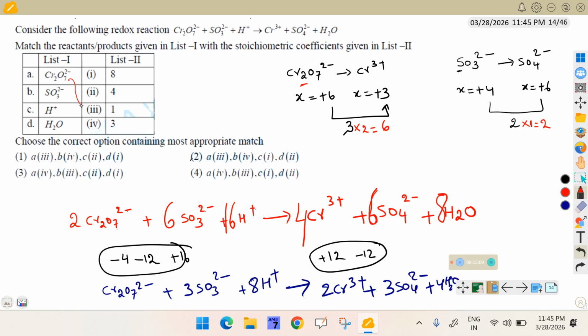Now you can check the answer. Cr2O7 2 minus, 1 mole you can take. SO3 2 minus take 3 moles. A3, B4. Still 2 options are there. Okay. H plus, how many H plus? 8 H plus. C1. So straight away the second option is the correct option.